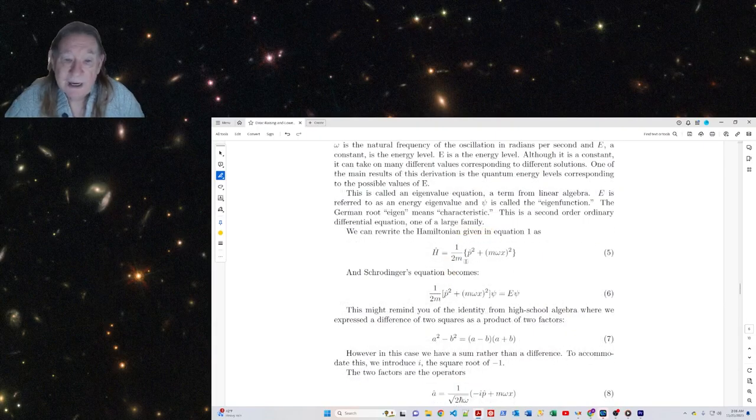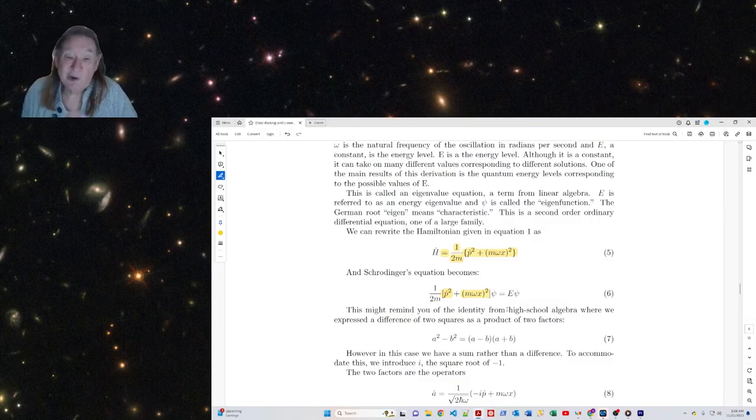So factoring out 2m from the equation for the Hamiltonian, we get equation 5. It's very similar to what we had before. We've just kind of combined the factors. We put this in parentheses. And Schrodinger's equation then looks like this, equation 6. And notice one thing here. We've got p squared, the momentum squared, and we've got mwx squared. So we've got the sum of two squares.